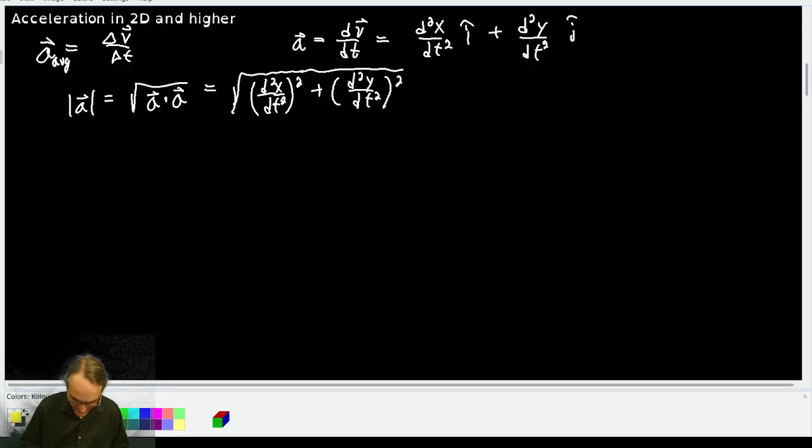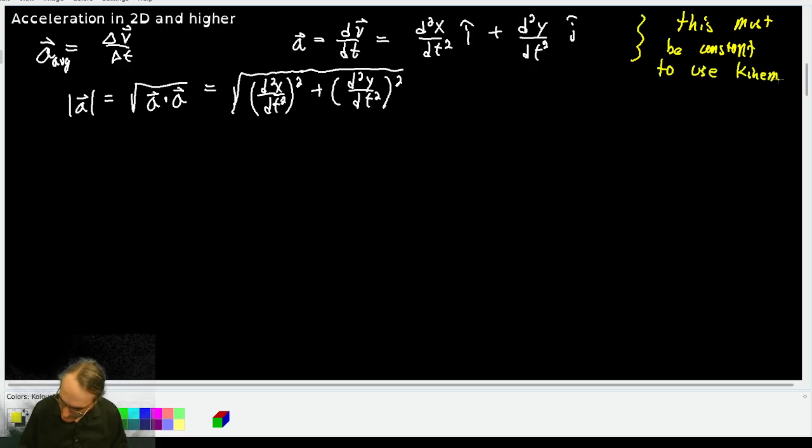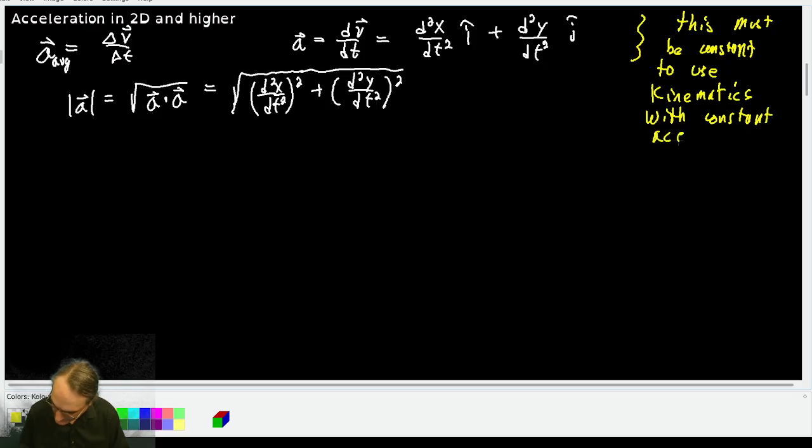All right, other thing you should know. This top definition, the acceleration vector, that's the one that must be constant to use kinematics, I don't have enough space on that line. To use kinematics with constant acceleration.